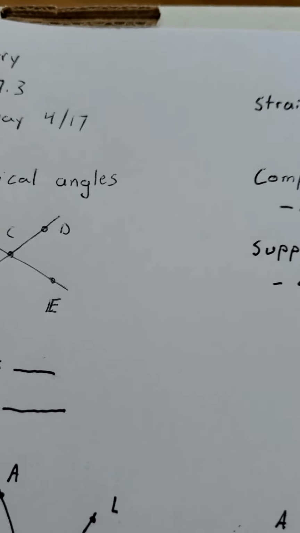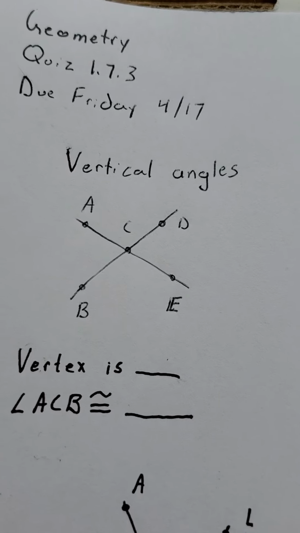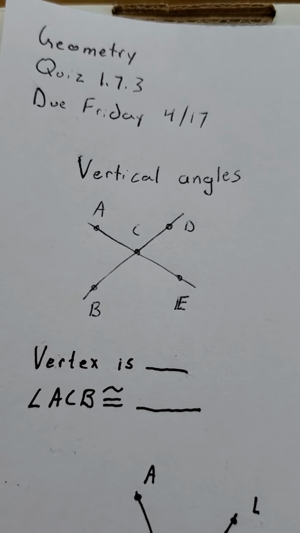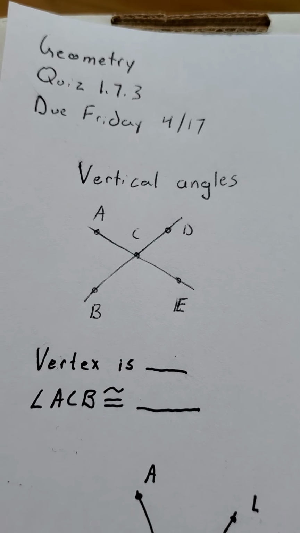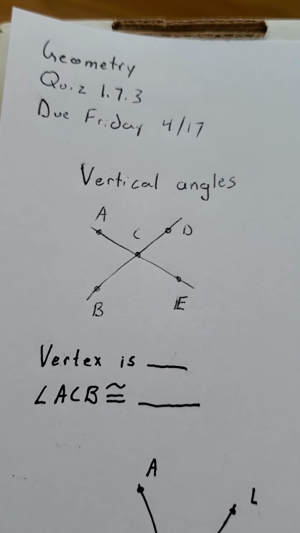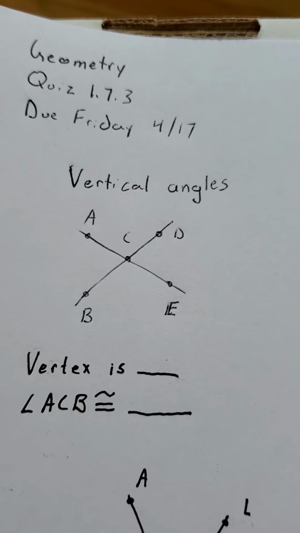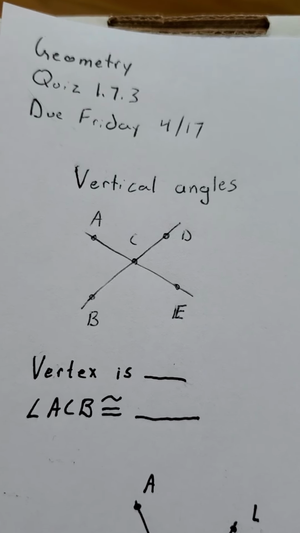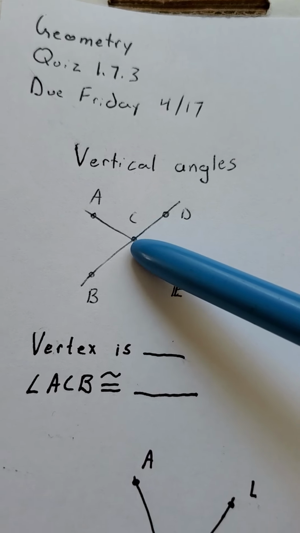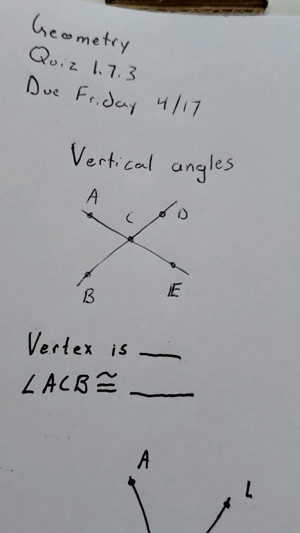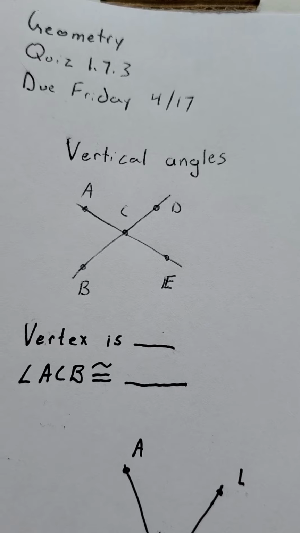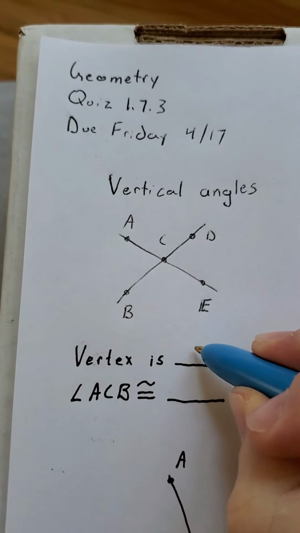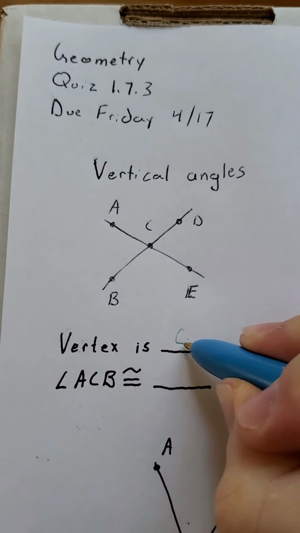Okay, for the new section here, it's going to be covering what's called vertical angles. Vertical angles occur whenever you have an X, such as what I have drawn here. Vertical angles are angles that are opposite each other. They have a vertex which sits right here in the middle. It's the intersection of the X. So we're asked what the vertex is. The vertex of this drawing is C. It's point C. I'm going to go ahead and write that in.